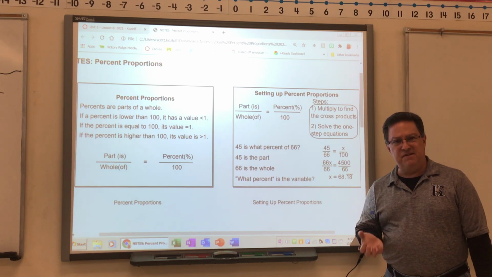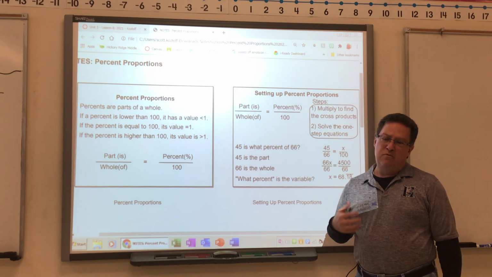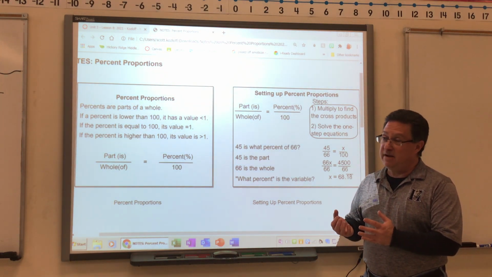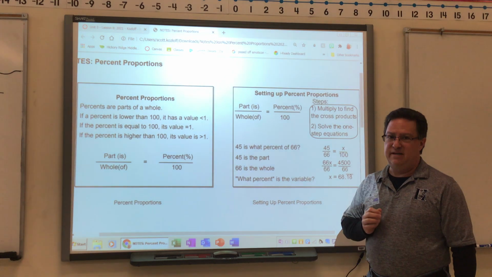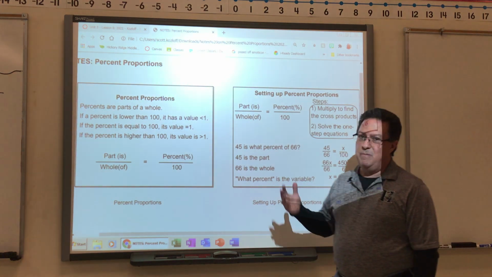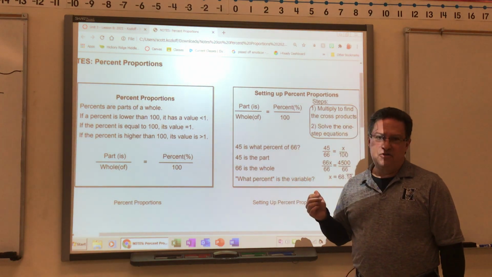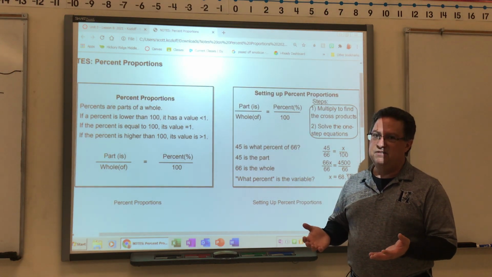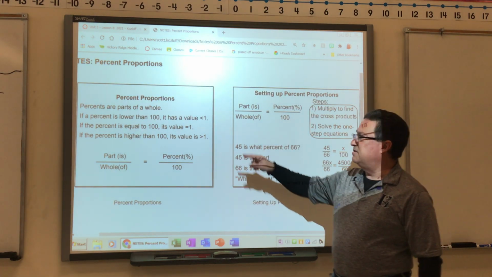This is a specific kind of proportion in which somewhere in the body of the word problem or the word statement will be a percentage. So here we go. Remember, you can start and stop these at your leisure, or fast forward or back up and continue to explore percent proportions.